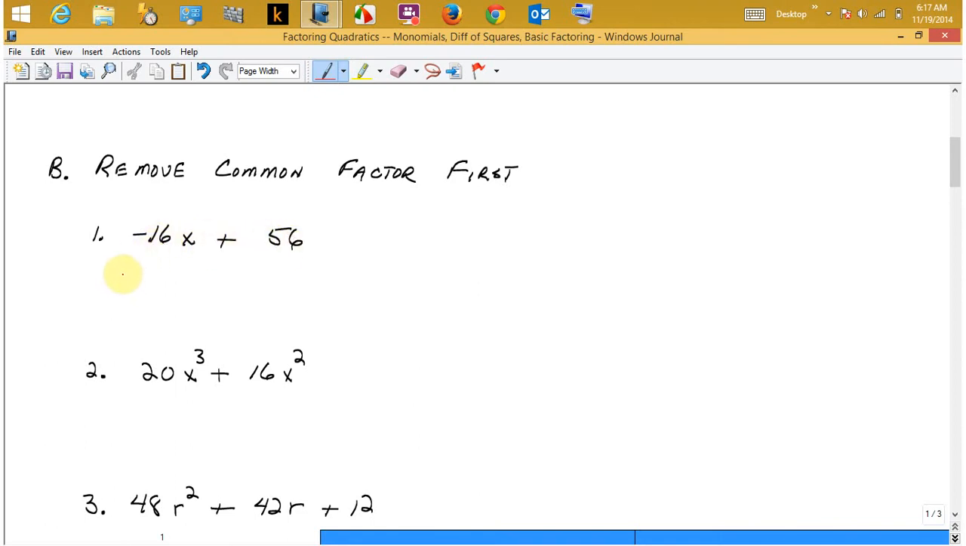If I pull a negative 4 out as a factor like this, then what that's going to leave is, you could think of taking a negative 6x and dividing by a negative 4, because I'm going to pull the negative 4 out of that term. That would give us 4x. And if I would take 56 and pull a 4 out, you would get 14.